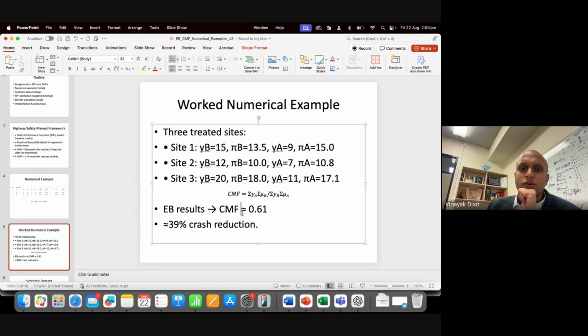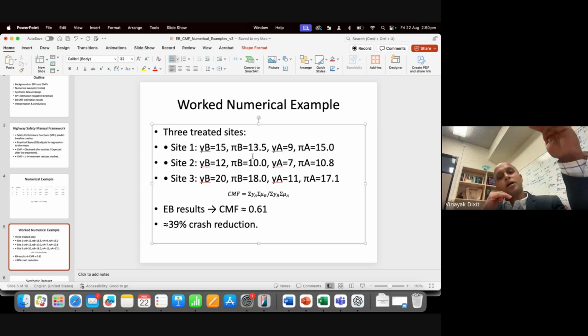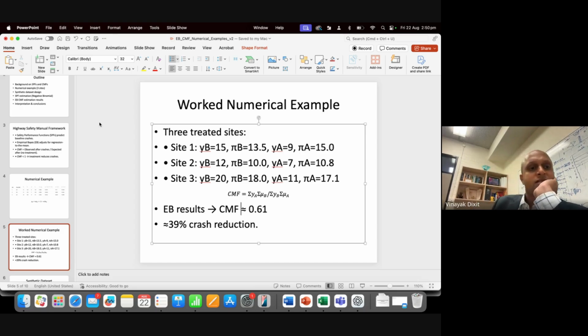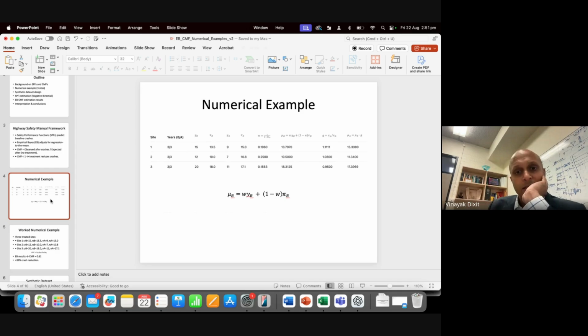So we introduced an intervention, and based on the before and after data, we are able to estimate what the crash modification factor would be. The key thing when you're estimating this with empirical Bayes is that you're accounting for the changes in the AADT, but also for the changes in the overdispersion.